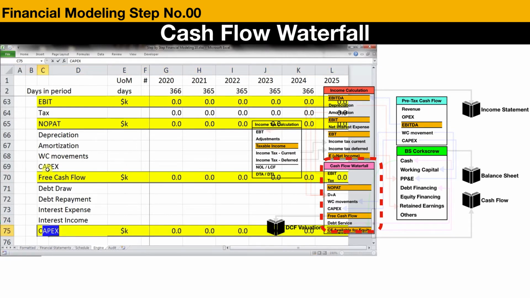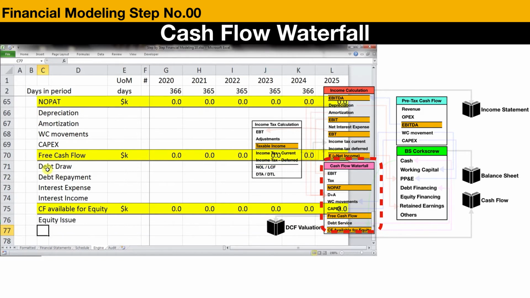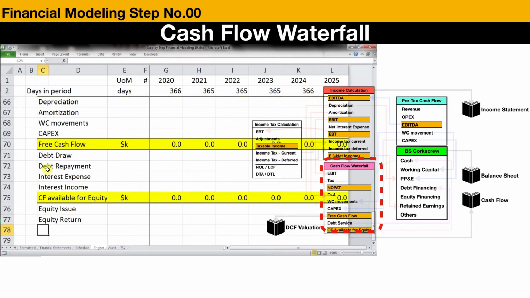After calculating free cash flow, we then add debt drawdown, debt repayment, and interest payment. If we have multiple debts with different seniority, then make sure the loan drawdown, interest payment, and principal repayment are all placed in the order of priorities as per the loan agreements in place. After servicing debt, the remaining cash flow is available for equity. Distribution can be done through dividend payment, share repurchase, or outright return of capital.